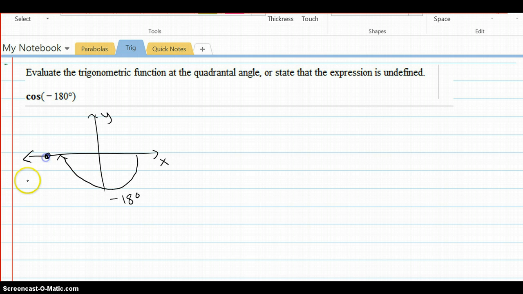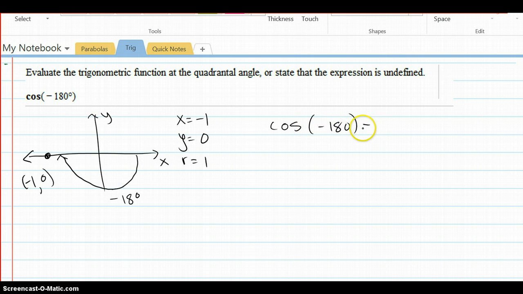So we do a point, and I think of that as the x is negative 1, and we go up nothing, so the y is 0. So we know the x is negative 1, the y is 0. The r we know is always 1. And we're looking for cosine. The definition of cosine of negative 180 degrees is x over r. And the x is negative 1, and the r is 1. So negative 1 would be the answer.